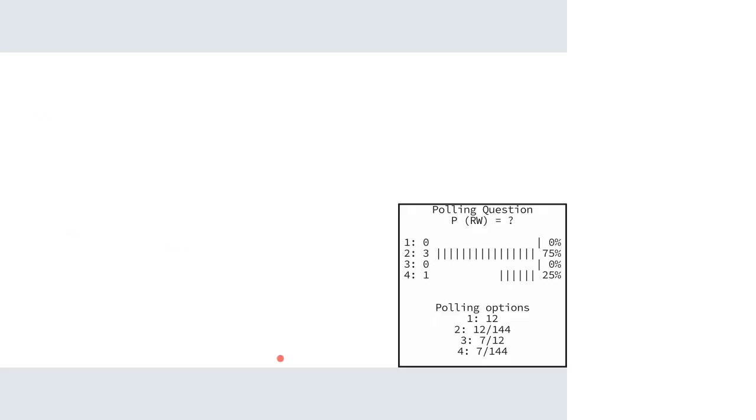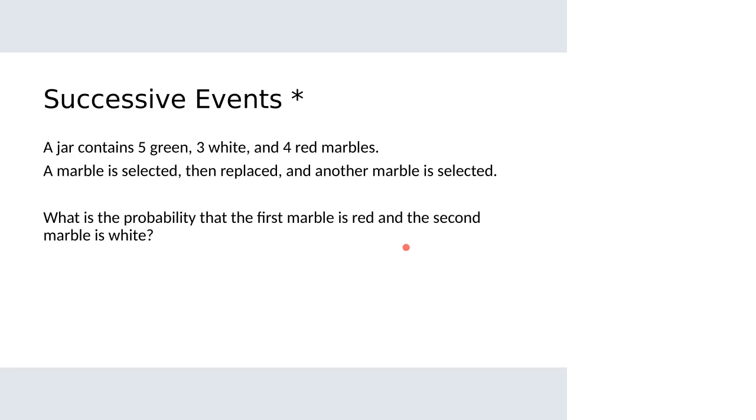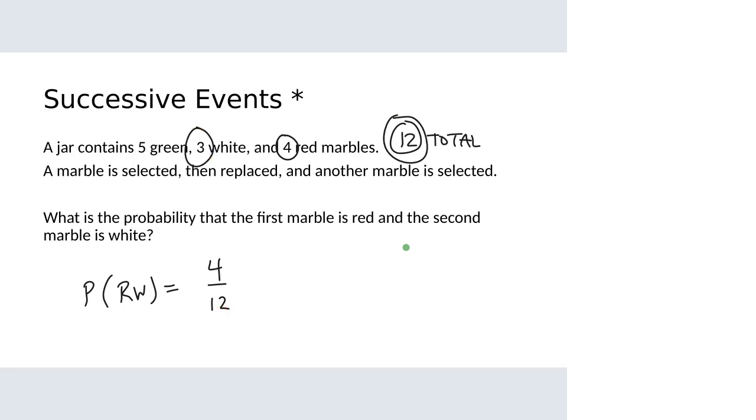Okay, not quite unanimous, so we'll be patient and careful as we go through this. Let me know if you have questions or if we don't clear it up. So what we're after here is the probability of red followed by white. And as we saw before, there are 12 total marbles in this jar. So the probability of getting red on the first draw is 4 out of 12. Then we put that marble back in the jar, and the probability of getting white on the second draw is 3 out of 12.